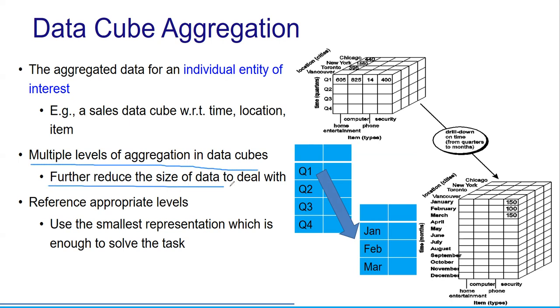We can further reduce the size of the data to deal with. Let's say we have the data in quarter one and we want to expand the data into particular months such as January, February, and March. Or if we think that the months are too detailed, we can build up into the quarter so the data size can be reduced. It is a reference to appropriate levels, and it is expected that you have data in the smallest representation which is enough to solve the task.